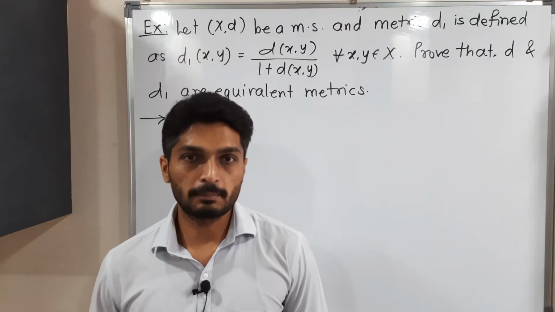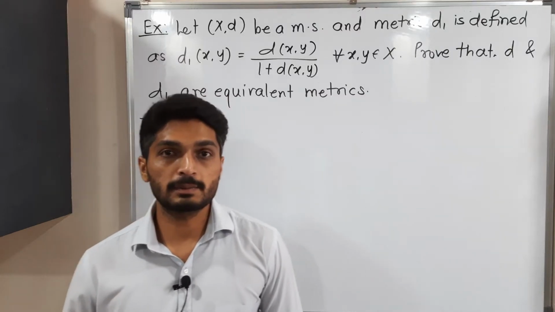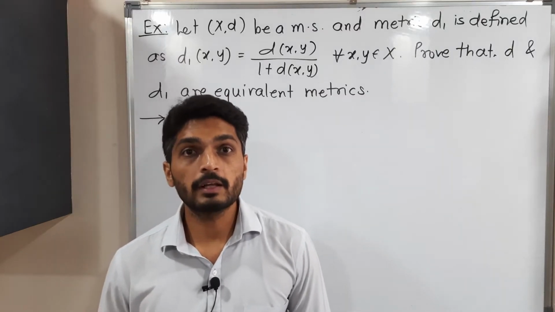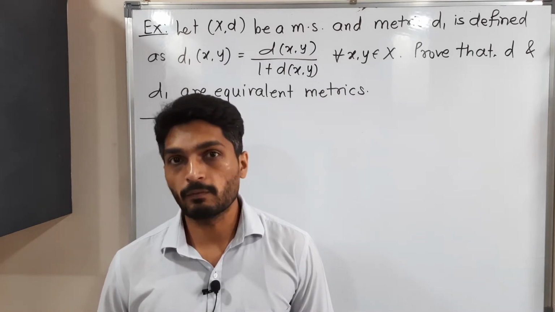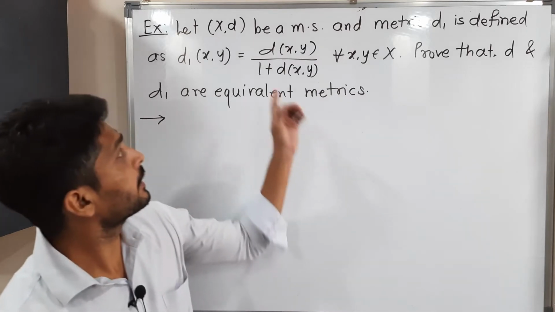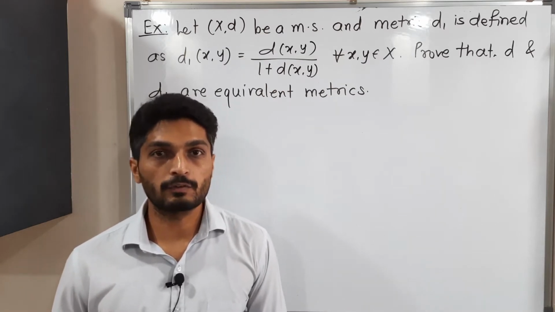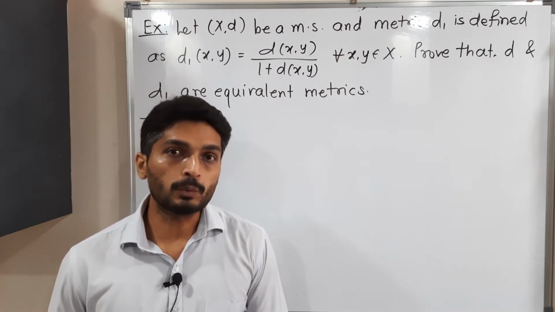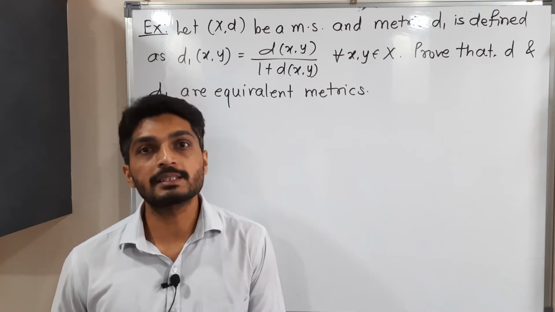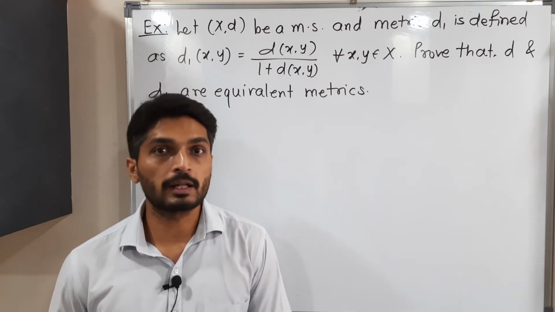Let's discuss this example. In this example, we have a metric space (X, d) and they have defined one metric d1 with the help of d in this way: d1(x, y) = d(x, y) / (1 + d(x, y)). What we have to prove? We have to prove that these two metrics d and d1 are equivalent metrics.